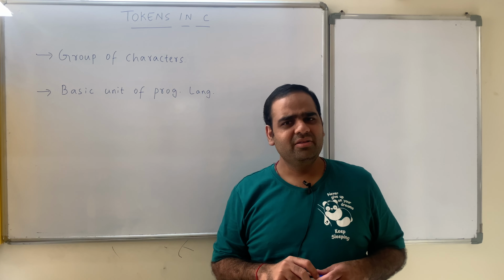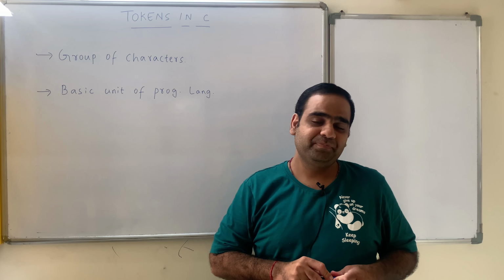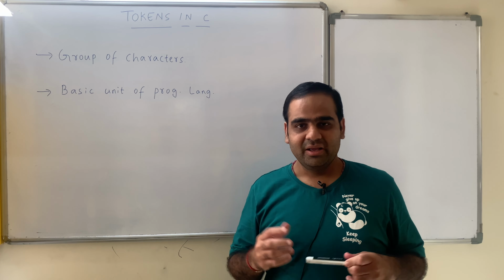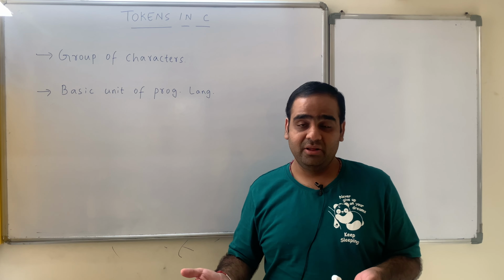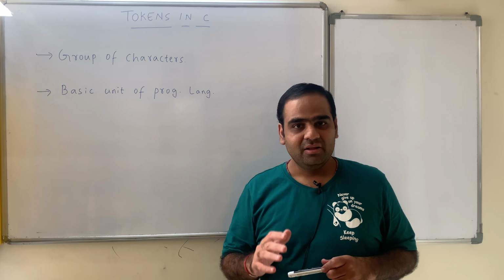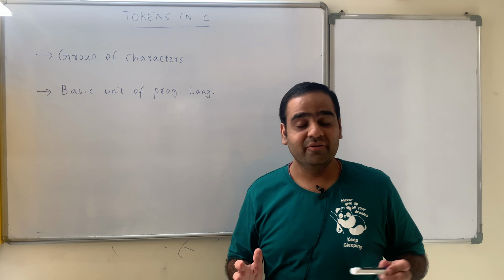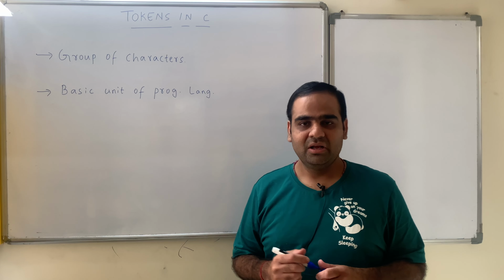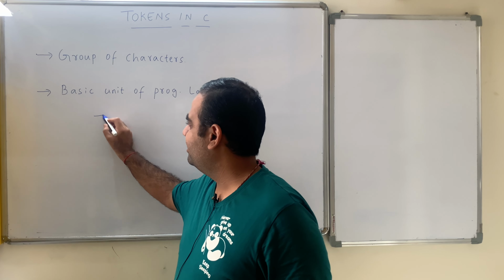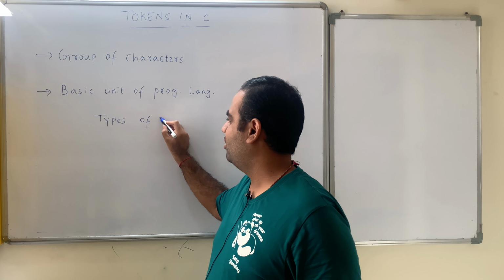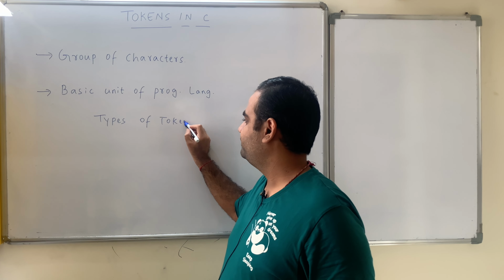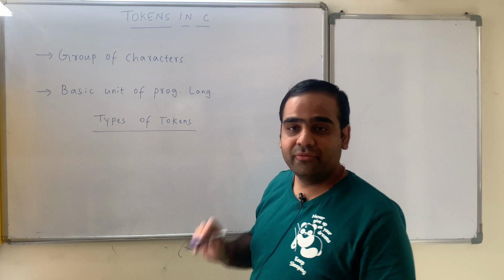Now there are different types of words, we know it in a natural language. A word may be noun, verb, adverb, conjunction and so on. Similarly, there are different types of tokens we have. Right, now let's see the different types of tokens.